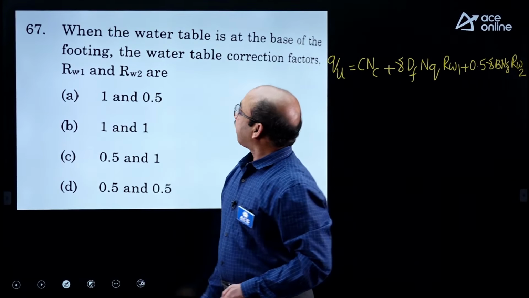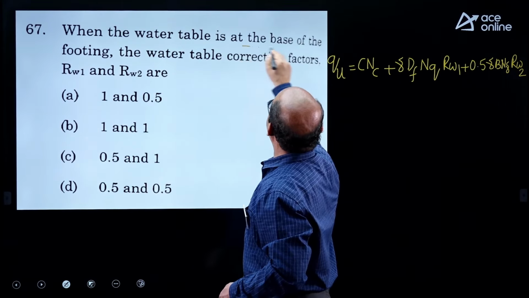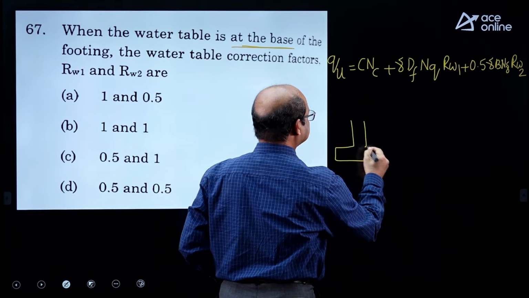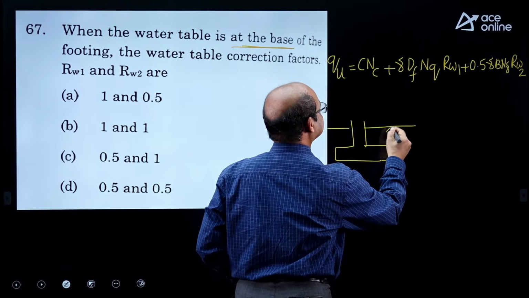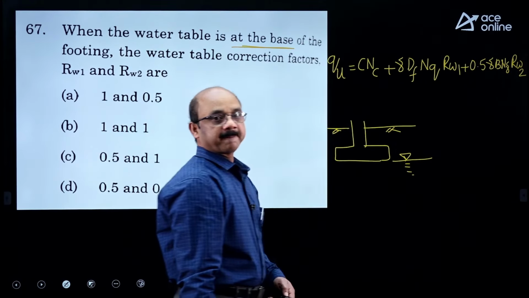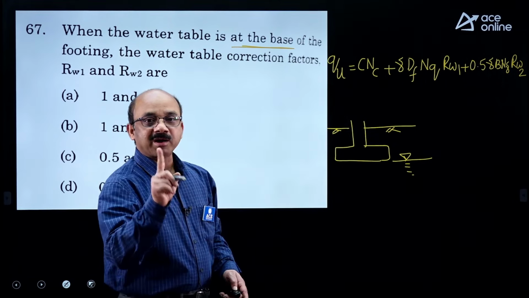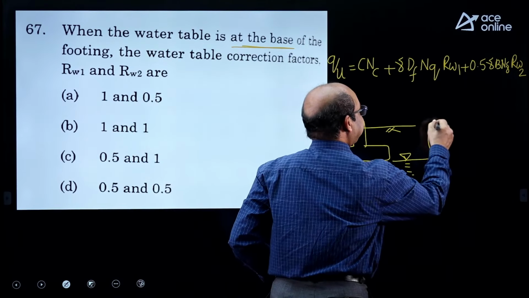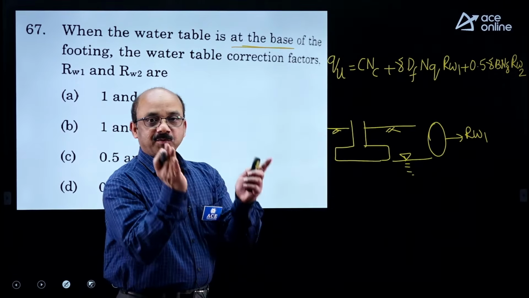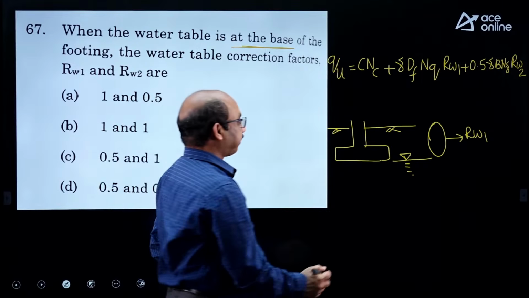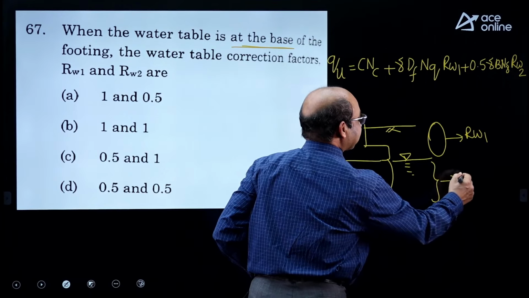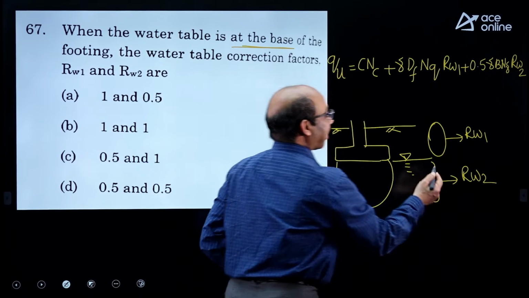What is said here? Where is the water table? At the base of the footing. At the base of the footing means something like this. If this is the footing, at the base of the footing, this is the position of water table. You may be knowing RW1 is for the depth effect. For this one, we have this RW1. RW2 is for the wedge portion which is present below the base of the footing. So for this soil, we use RW2 to take the effect of water table correction factor.